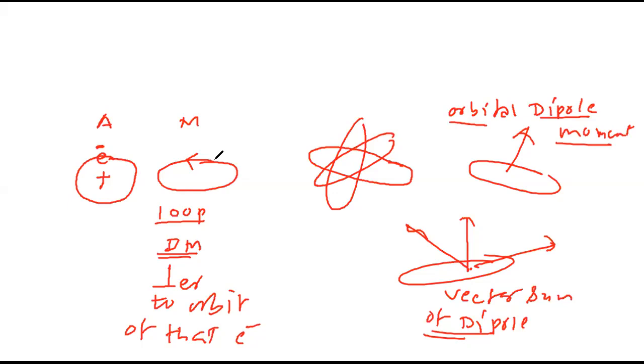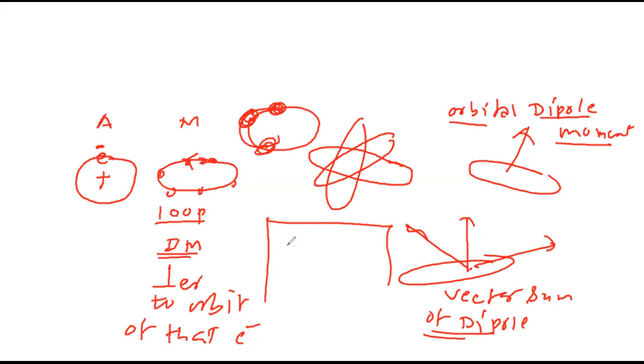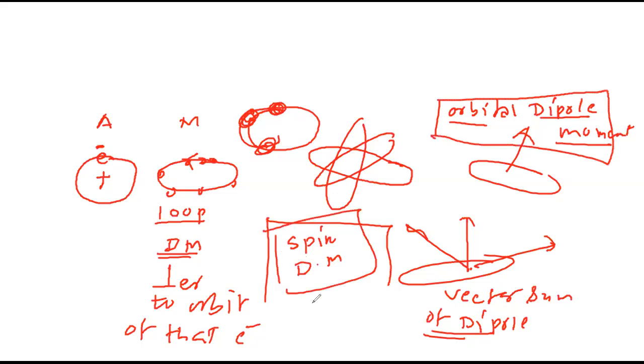But like Earth keeps on revolving and also spinning. So this electron is also not only revolving, it is also spinning. So spin is also a motion. This will also give you current. This will also give dipole moment. So in addition to orbital dipole moment, there is spin dipole moment. The vector sum of orbital dipole moment and spin dipole moment is called as atomic dipole moment. This is origin of magnetism.